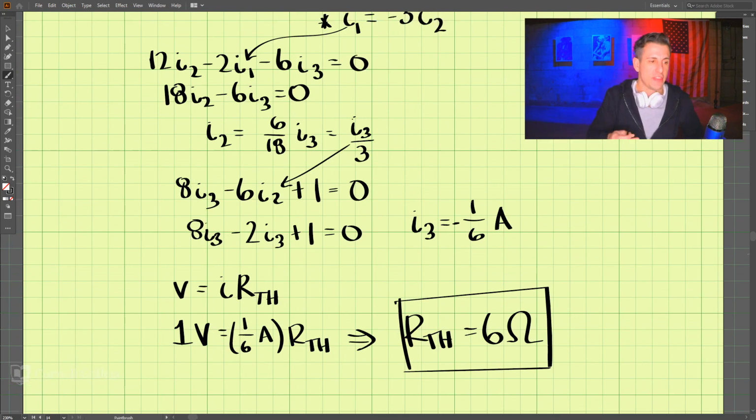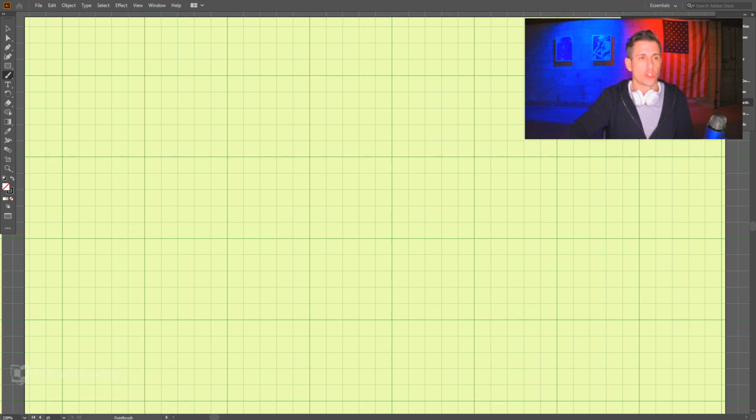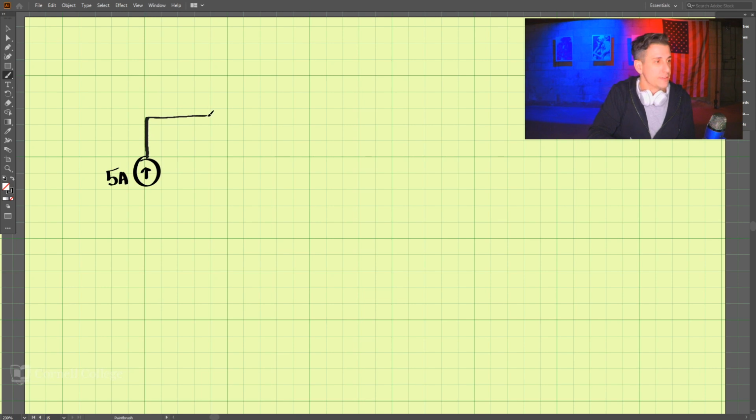Now that we have the Thevenin resistance, we need to move on to find the Thevenin voltage. So going back, we turn on the independent sources. Drawing this circuit again, we have our current source, which is 5 amps. And we have our resistors. Draw this.